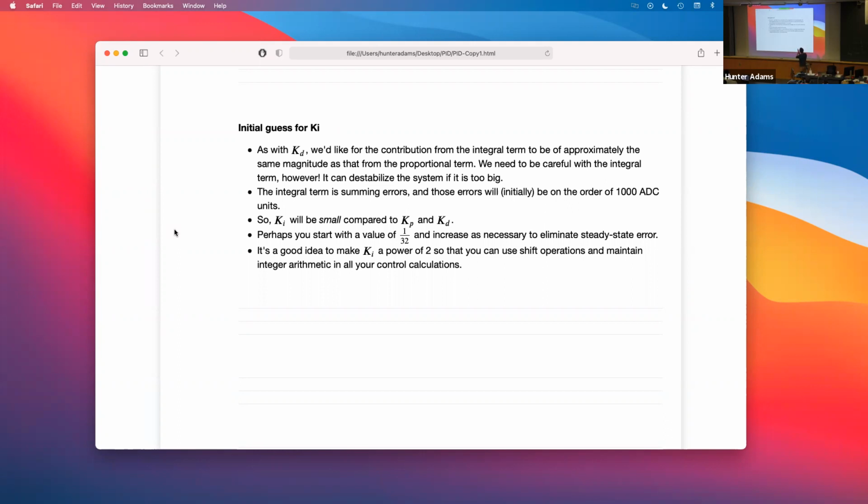Probably a good idea to make it a power of 2. Make it a shift, right? Why not? So maybe you start with a value of 1/32 for your integral part and go from there. And if you see a lot of steady state error persisting, turn it up a little bit.